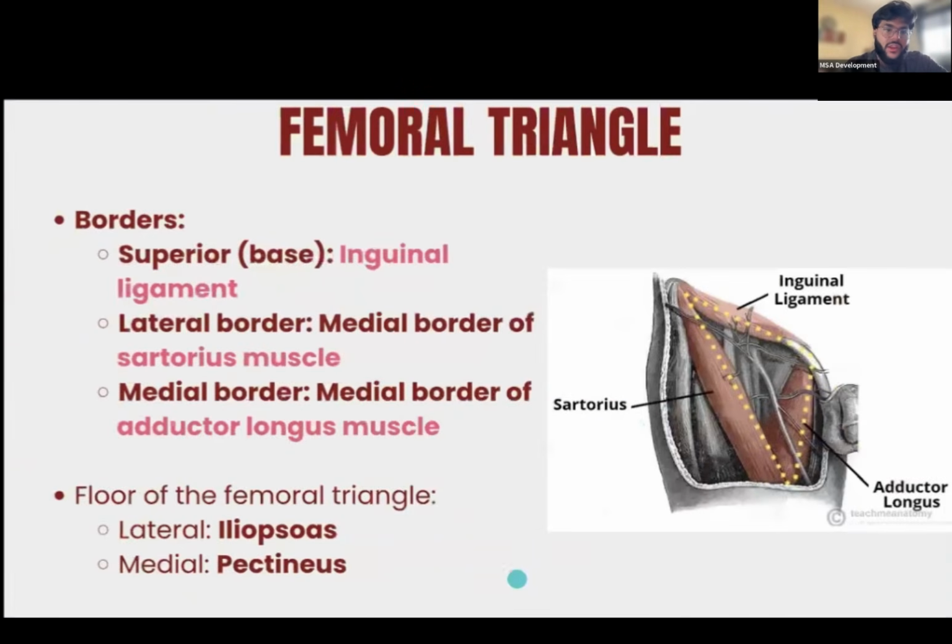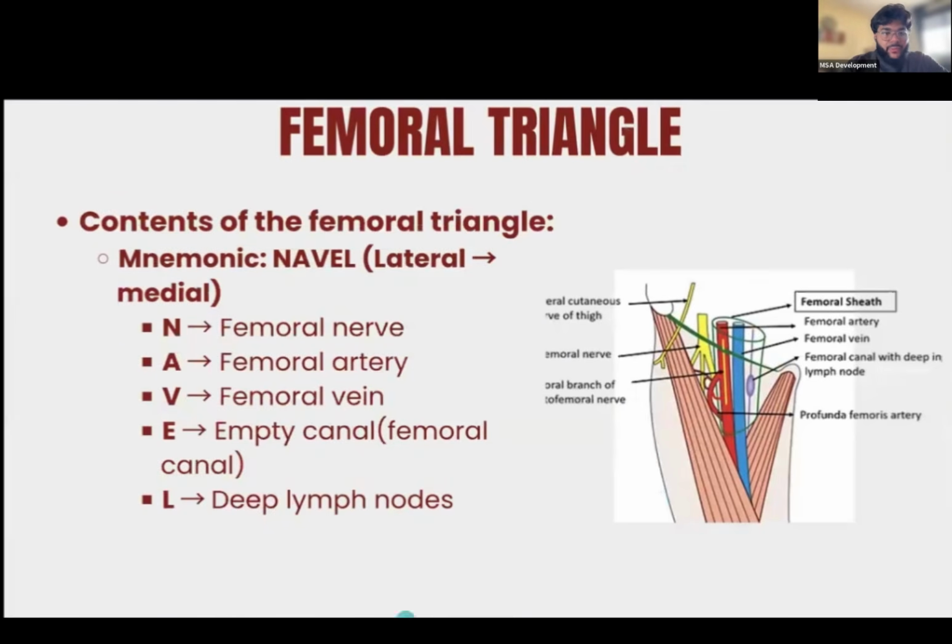These are the three borders that you need to remember for the femoral triangle. Superiorly is your inguinal ligament. Laterally you had your sartorius, and medially you had your adductor longus, and all of these make your femoral triangle. You also want to remember the floor of the femoral triangle. The floor is formed laterally by the iliopsoas muscle, and medially by the pectineus muscle.